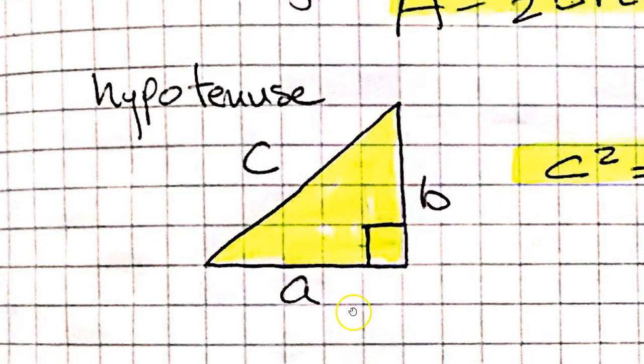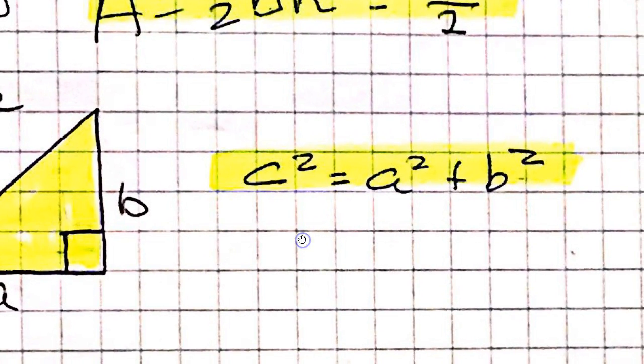When you have a right triangle, we can label the sides A, B, and C. C is normally reserved as the hypotenuse, which is the longest side of any right triangle, and it's always opposite of the 90-degree angle. And we can use the Pythagorean theorem to find the length of any side if we know the other two. So in this case, the hypotenuse squared is equal to a squared plus b squared.